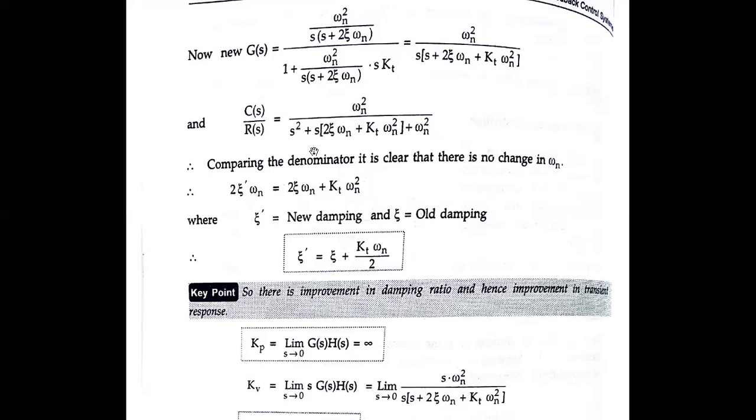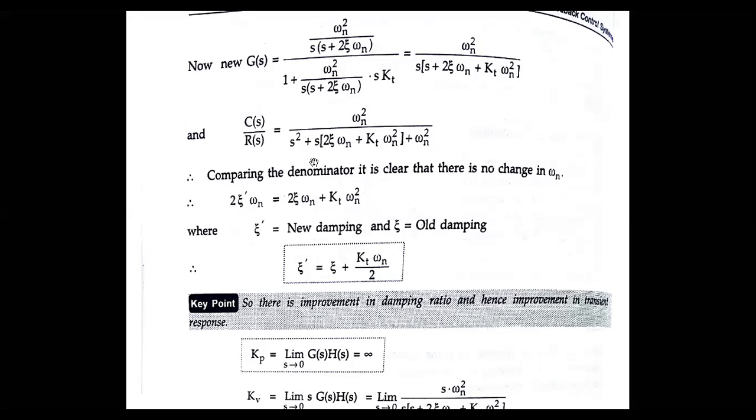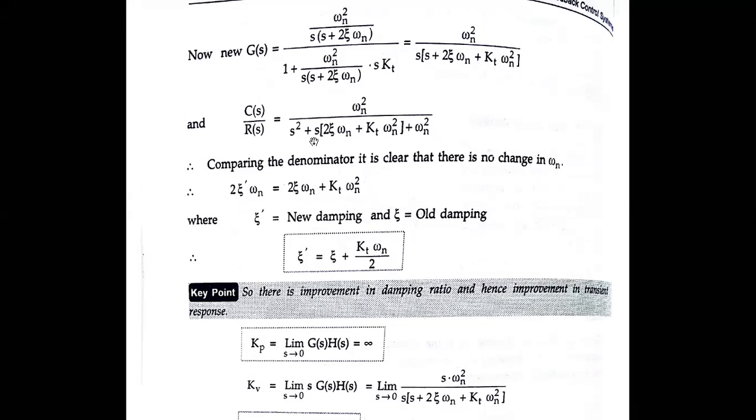Okay, once you do this, once you obtain the formula, that is c of s divided by r of s here, now you can simply go for comparing the denominator terms. How to compare the denominator terms here is, there is no change in the value of omega n. In the sense whatever the value of omega n is there here, it has not changed with respect to the order or with respect to the coefficient. So therefore comparing the denominator, it is clear that there is no change in the value of omega n.